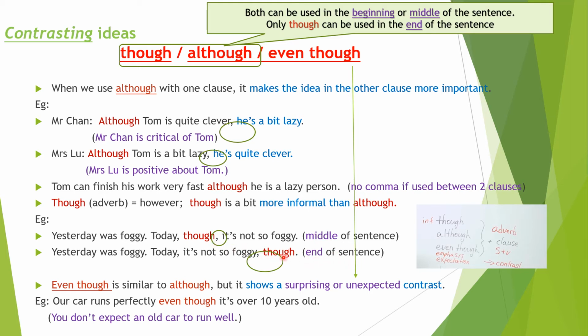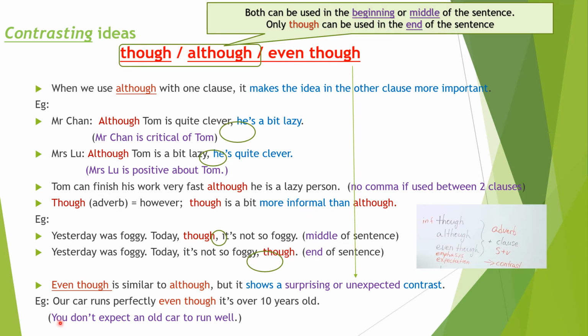So this word is excellent. You can put the word though in the beginning, in the middle, and at the end. Can you put although at the end of the sentence? No, no, no. Mostly you can put although in the beginning and in the middle of the sentence only. Only though can be used at the end of the sentence. You can put it in the beginning, in the middle, and in the end of the sentence for though.